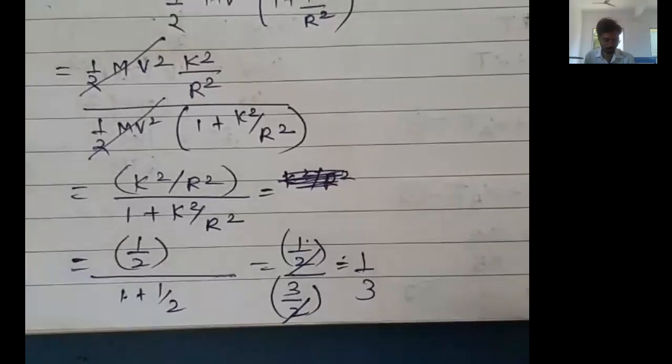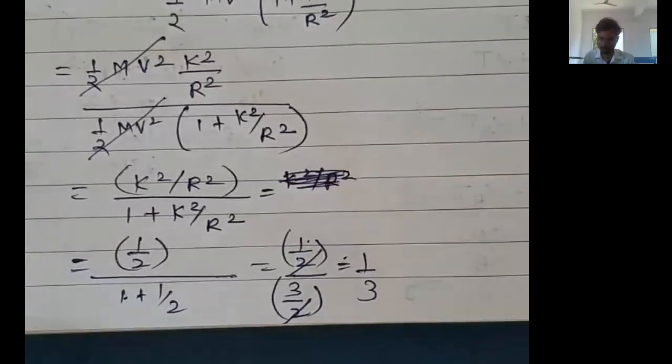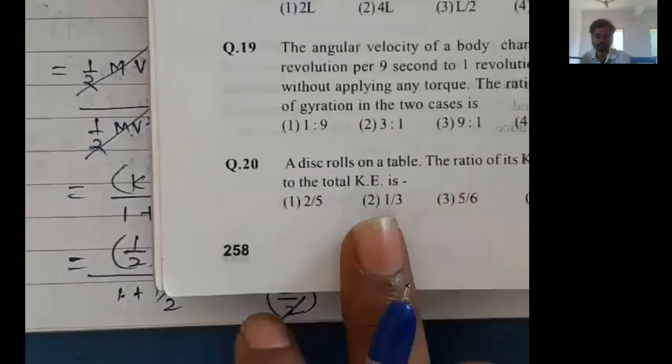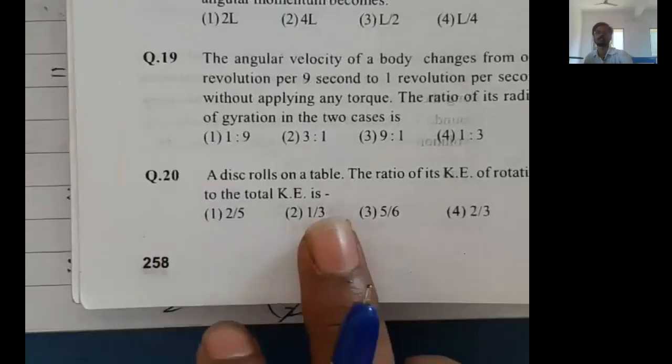Answer is 1/3. Question number 20. Answer is 1/3. You people reply to me in the chat box. Is that clear or not? Option number 2. Check it, did you understand?